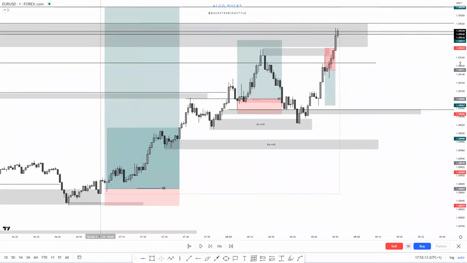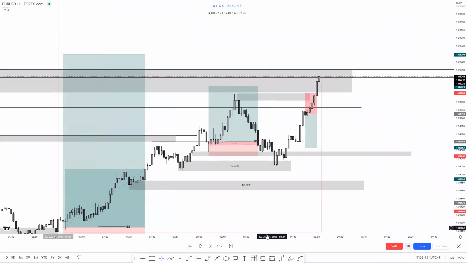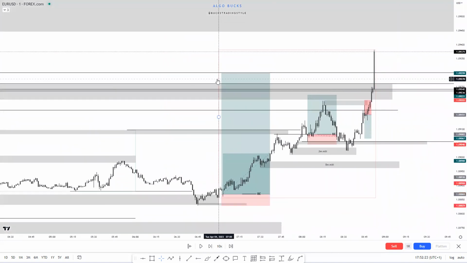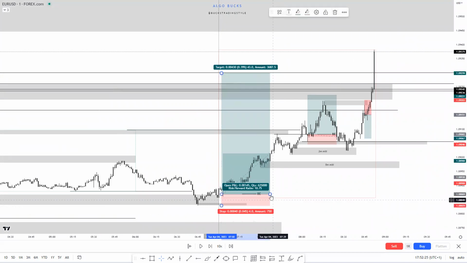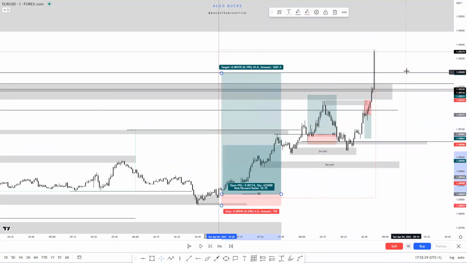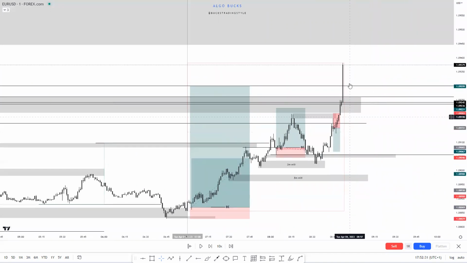So let's see what price is doing. Price already mitigated everything, okay? And nothing happened. Price just kept on going higher. And this right here, TP for this was smashed. TP for this was smashed. And now price kept on going higher.